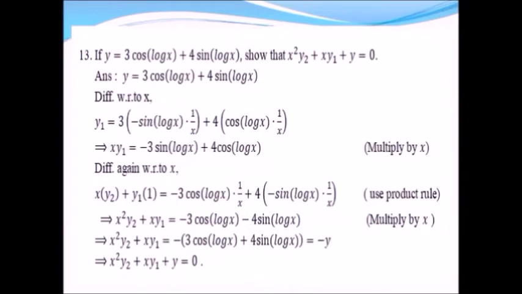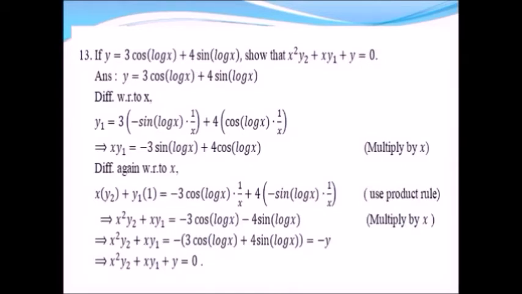If y is equal to 3 cos of log x plus 4 sin of log x, show that x square y2 plus x y1 plus y is equal to 0. See here the notation is given, y1 that is the first order derivative and y2 that is the second order derivative. I am using the same notation when I am calculating the first and second order derivatives. Now the given function is y is equal to 3 cos of log x plus 4 sin of log x.